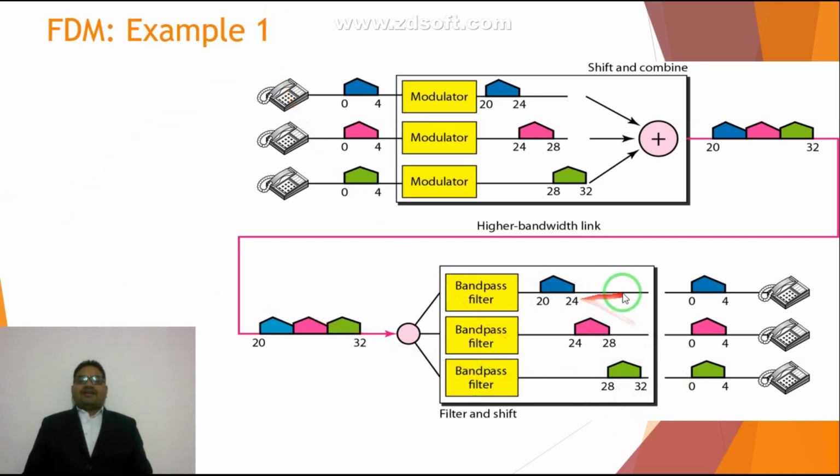Then after this we apply the signals to the demodulator. The demodulator removes the carrier frequency, and what remains is the 0 to 4 kilohertz original signal that was transmitted. Similarly, this is your second baseband analog signal and this is your third analog signal. So hope you guys understood this.